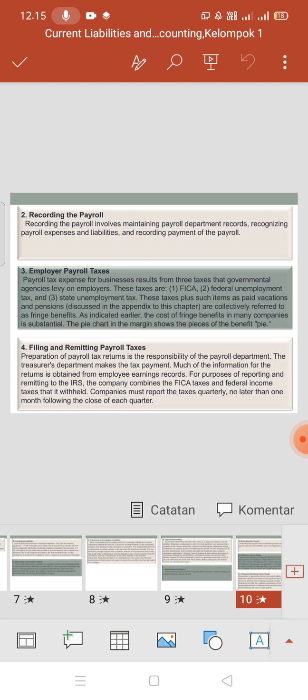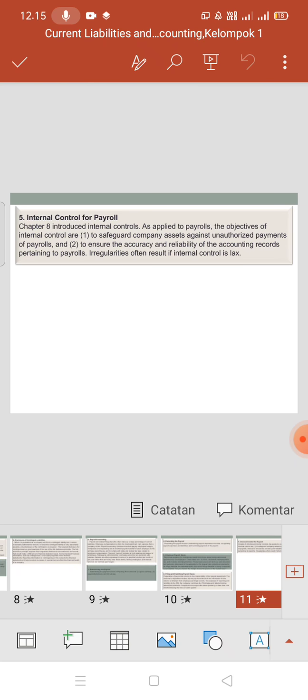3. Employer payroll taxes. Payroll tax expense for a business results from the taxes that governmental agencies levy on employers. These taxes are 1. FICA, 2. federal unemployment tax, and 3. state unemployment tax. 4. Filing and remitting payroll taxes. Preparation of the payroll tax return is the responsibility of the payroll department. The treasurer's department makes the tax payment. Much of the information for the return is obtained from the employee earnings record.